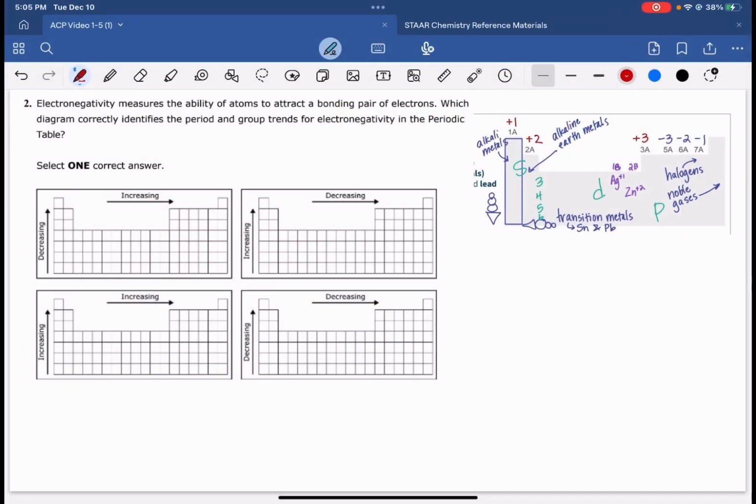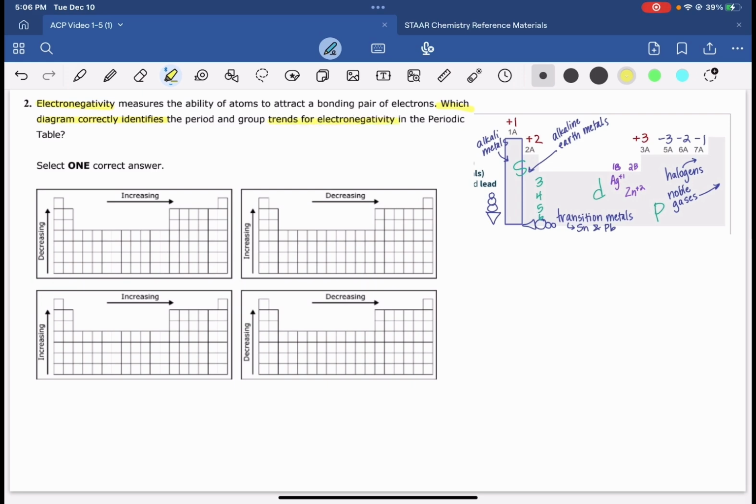Question number 2 says, electronegativity measures the ability of atoms to attract a bonding pair of electrons. Which diagram correctly identifies the period and group trends for electronegativity in the periodic table? So let's go ahead and identify a few things. In this question, we're talking about electronegativity, and they tell you that it measures the ability of atoms to attract a bonding pair of electrons, okay? They're asking which diagram correctly identifies the trends for electronegativity.